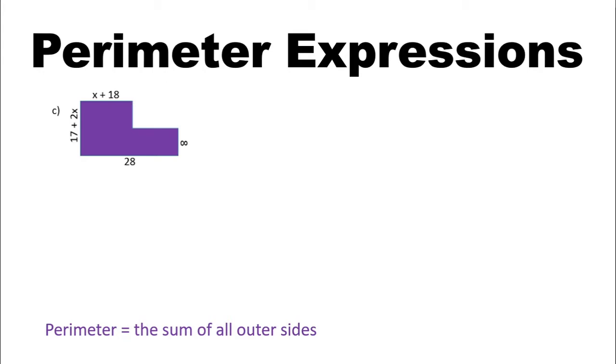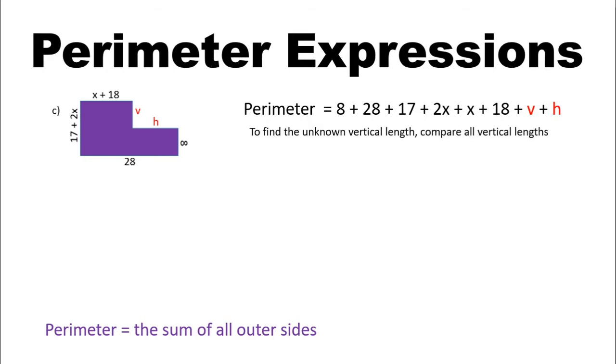Label all the sides that you're given, but also you may want to label the sides that are missing with variables of your choice. I've written the perimeter as the sum of all of the outer sides, but I said that there were two sides missing, which I've called V and H. I use the letter V to represent a vertical length and the letter H to represent a horizontal length. And that's going to help me think about how to work out what they are.